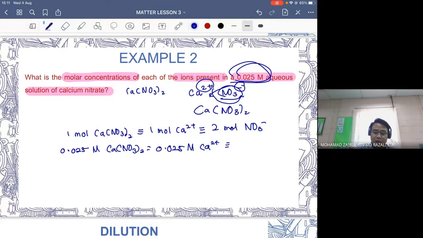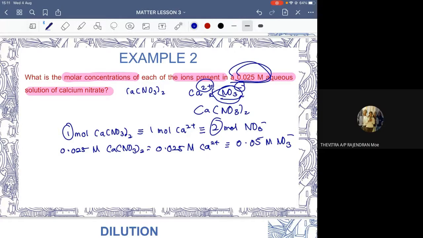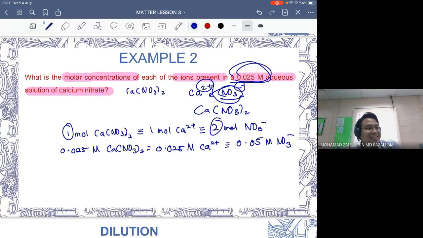Calcium ion is 0.025, and the molarity of nitrate is going to be double. Kan sebab awak tengok ratio is 1 to 2. So the ratio is 1 to 2. So it's going to be double. So double 0.025 is 0.05 molar nitrate ion. Okay, boleh tak ni? Semua okay. Boleh follow lagi setakat ni.